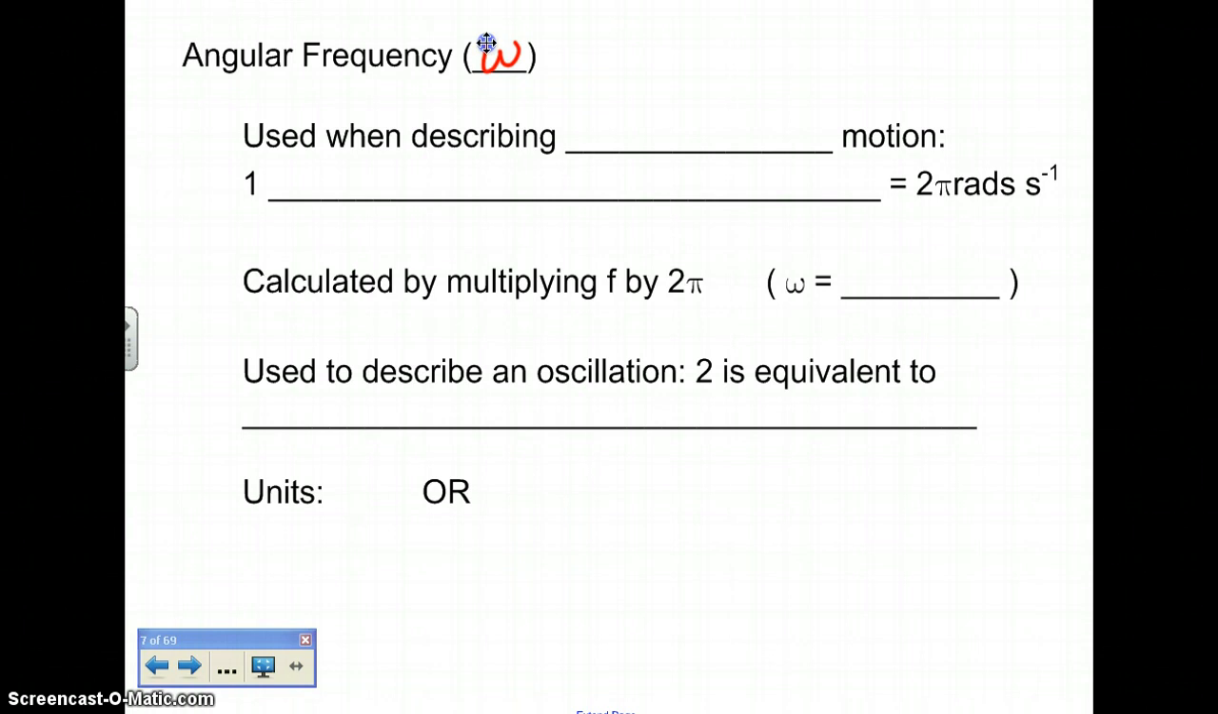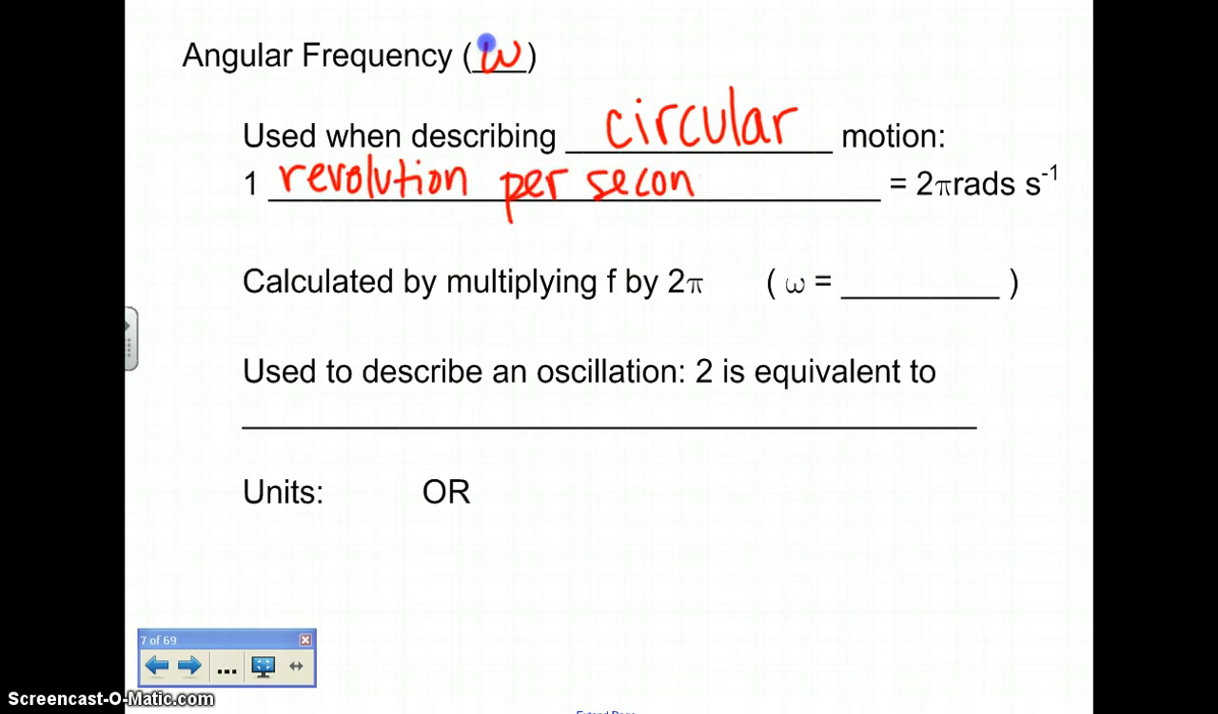Anyways, this is used when describing circular motion. With that, what we're going to look at is 1 revolution. You revolve around the circle, so 1 revolution per second is going to be 2 pi rad s to the negative first. Radians are what we're talking about here because we're talking about circular motion. You calculate this by multiplying your frequency by 2 pi. In other words, your angular frequency equals 2 pi f.